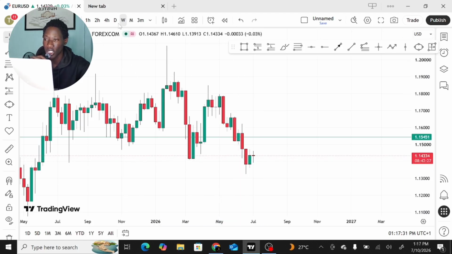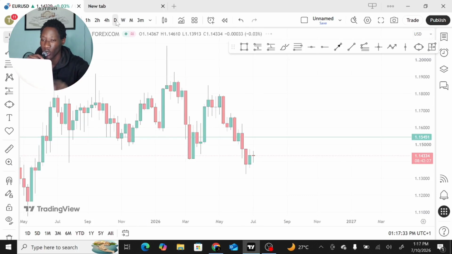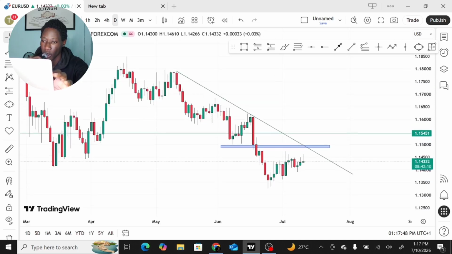So let's now go to the daily time frame. You will not just start seeing a drop there. It works based on structures. So if I go to the daily time frame, all right, this is the daily time frame now. This is the origin of where it started from. The market started falling from here.